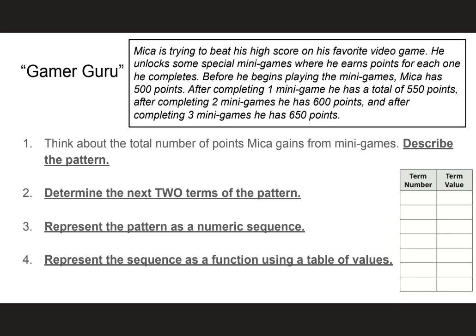All right, this one says Micah is trying to beat his high score on his favorite video game. He unlocks some special mini games where he earns points for each one he completes. Before he begins playing the mini games, Micah has 500 points. After completing one mini game, he has 550. Then he has 600. Then he has 650. So think about the total number of points he gains from the games. Describe the pattern. So it seems like every game he plays, he adds 50 points.